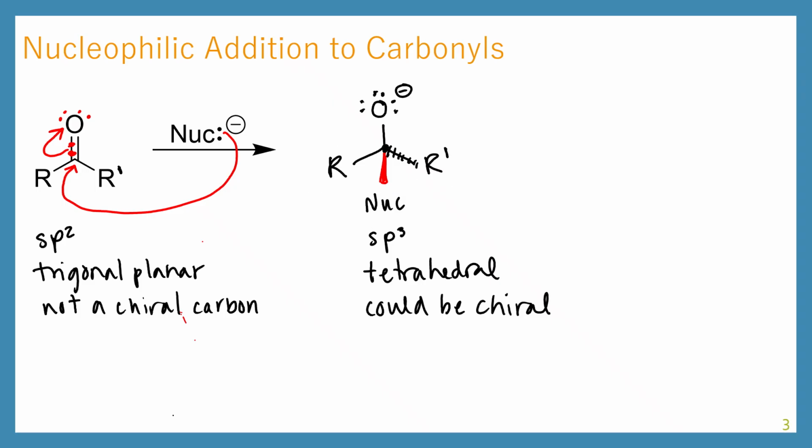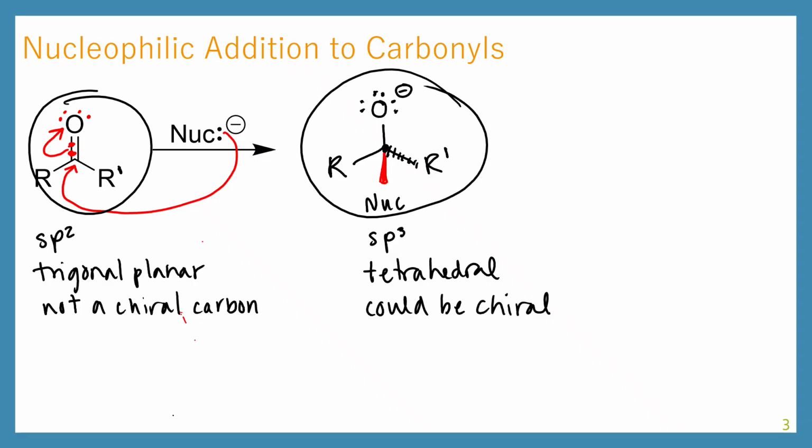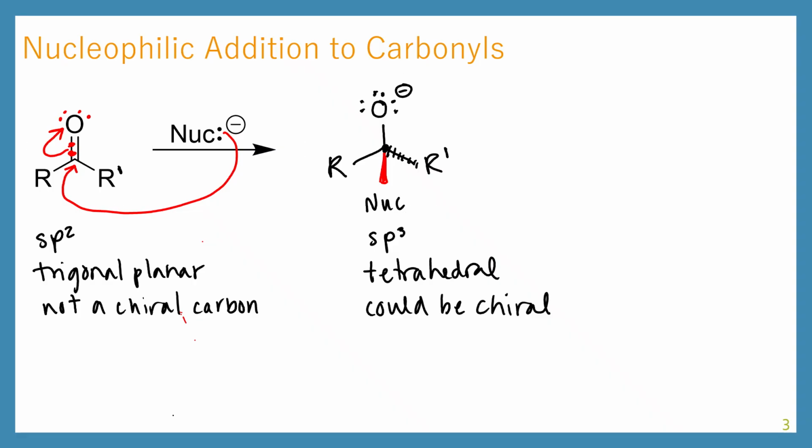So if we start off with something flat and we end up with something with 3D shape, remember there's not going to be a preference for which side the nucleophile comes from. So you're likely to end up with a 50-50 racemic mixture here of your 2 different enantiomers, diastereomers, whatever the situation is. Just depends on your starting material. So a couple important implications about this.